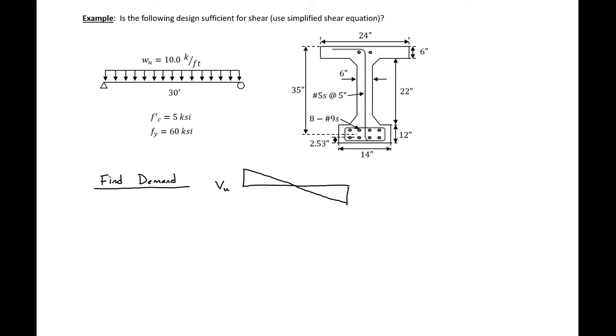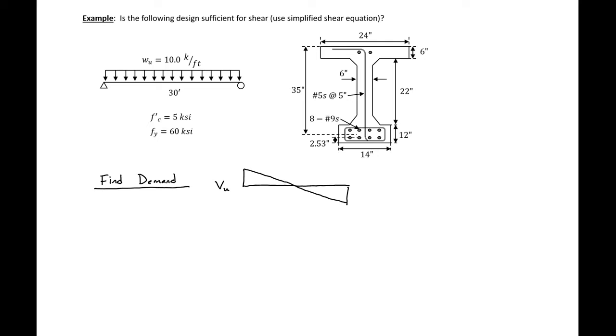In this example problem, we're going to see if the design shown is sufficient for the span and loading that are shown. So the first step is to find our demand. So we know we have a simply supported beam with a distributed live load.